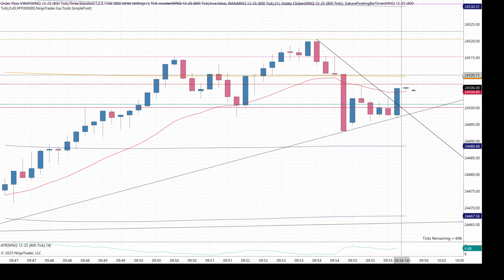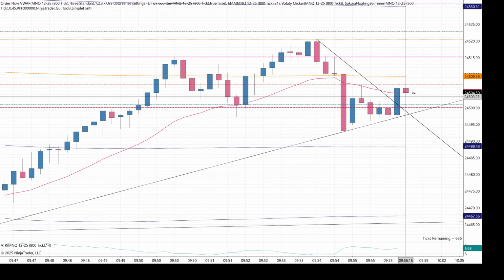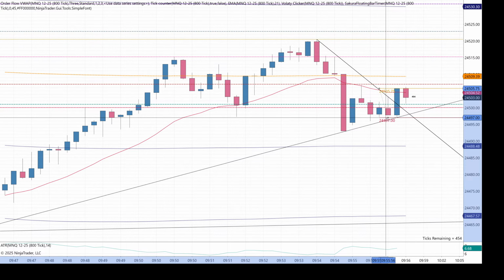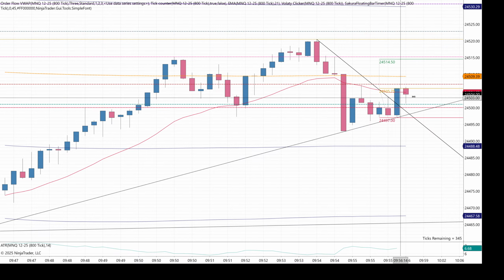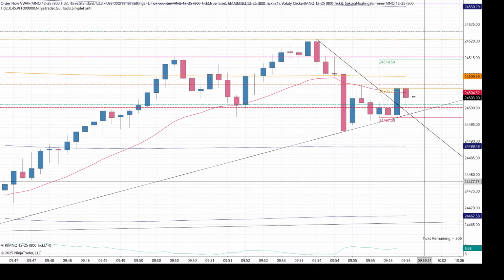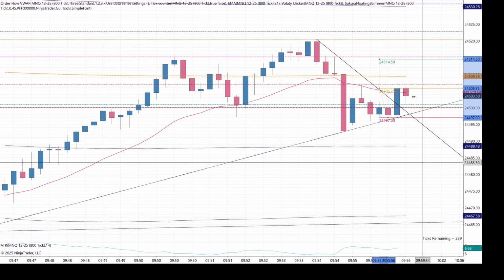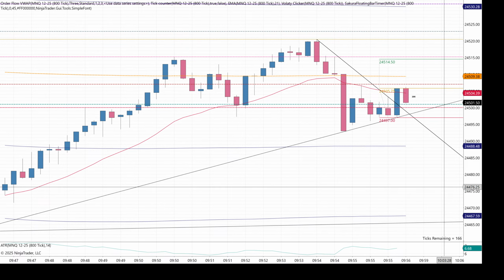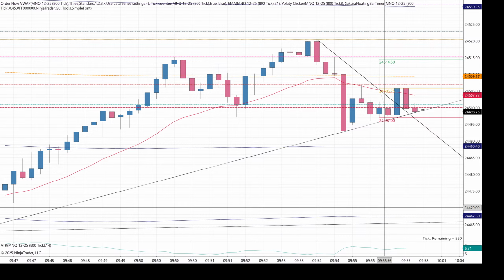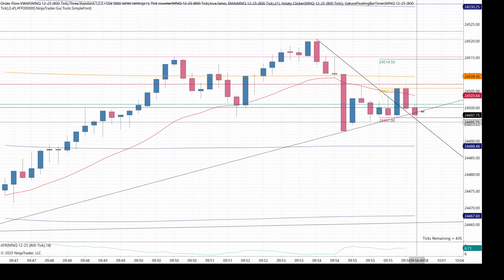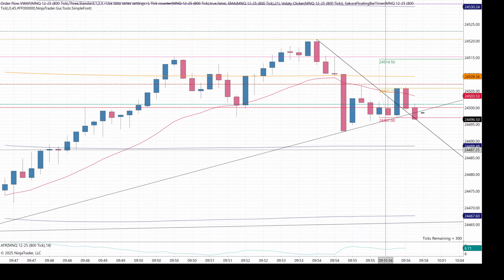Problem with this candle is we got VWAP and the 5-minute 21 EMA in the way. I'll mark it, but I'm not taking it. We have 2 levels of resistance right here. Yeah, see, it didn't work.